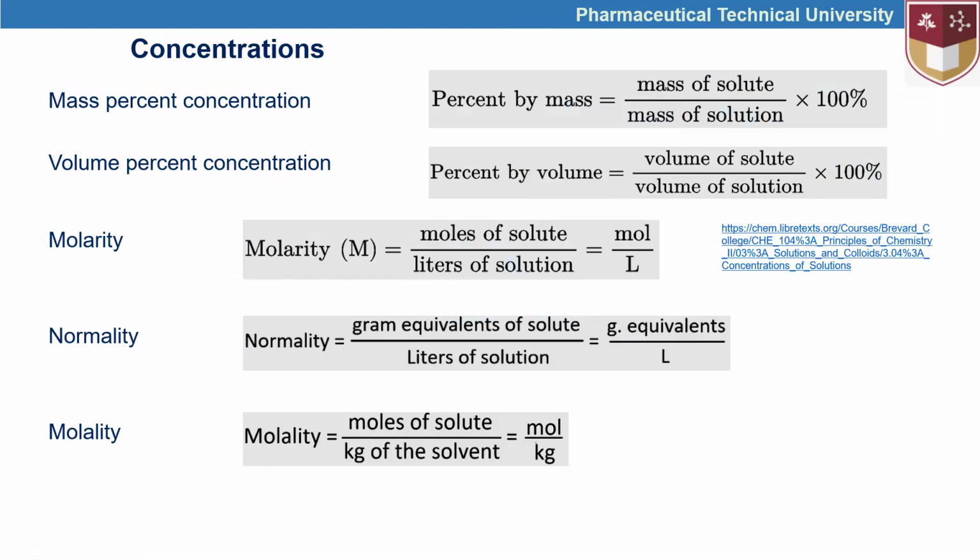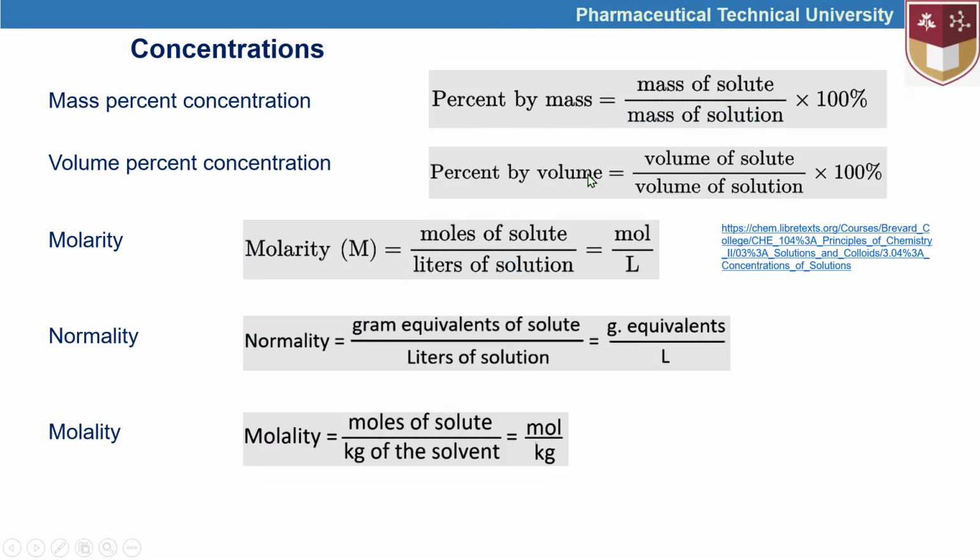Before entering into the topic of titration, we need to appropriately understand the concentrations. There are various types of concentrations. Here I deal with 5 of them: mass percent concentration, volume percent concentration, molarity, normality, and molality. The mass percent concentration is defined as the percent by mass, which equals the mass of solid divided by the mass of solution multiplied by 100%.